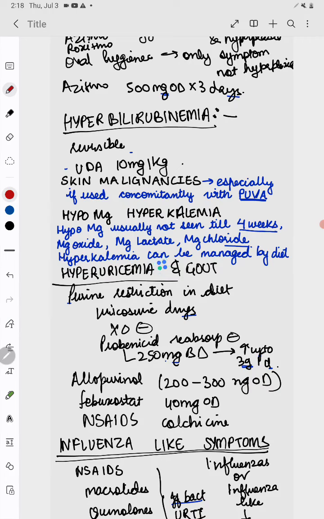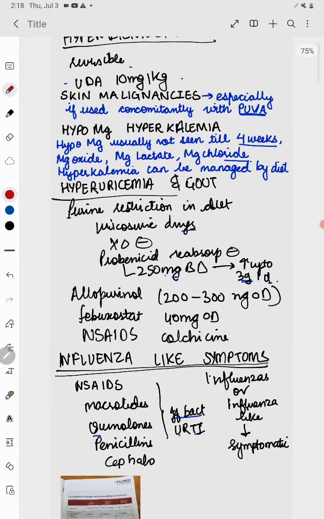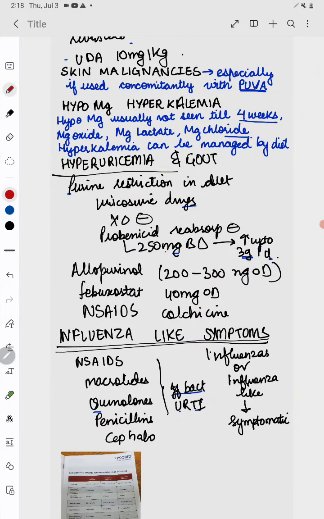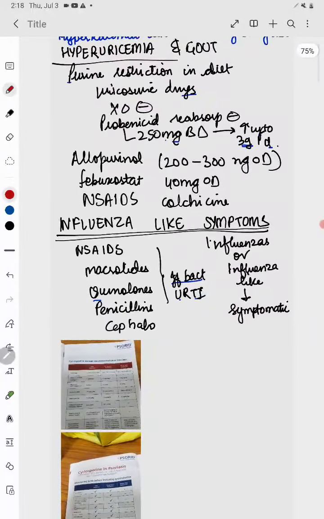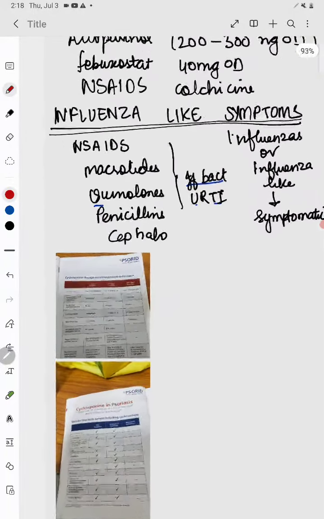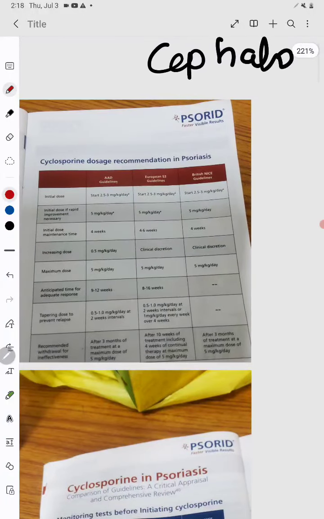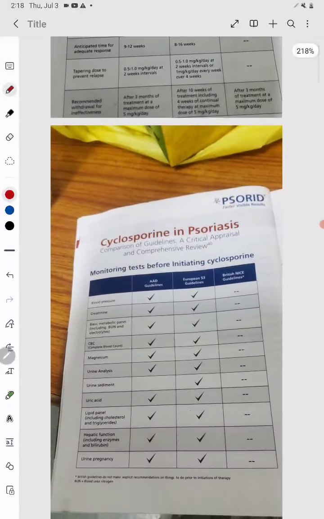Hyperuricemia and gout can be managed by purine restriction in diet or uricosuric drugs, xanthine oxidase inhibitors. Probenecid can be given, it inhibits the resorption of uric acid. Now allopurinol, febuxostat, and NSAIDs can be given to manage hyperuricemia and gout. Influenza-like symptoms can be managed by NSAIDs, macrolides, fluoroquinolones, penicillin. These are some monitoring guidelines according to AAD, European guidelines, and British NICE guidelines. You can take a screenshot of this.